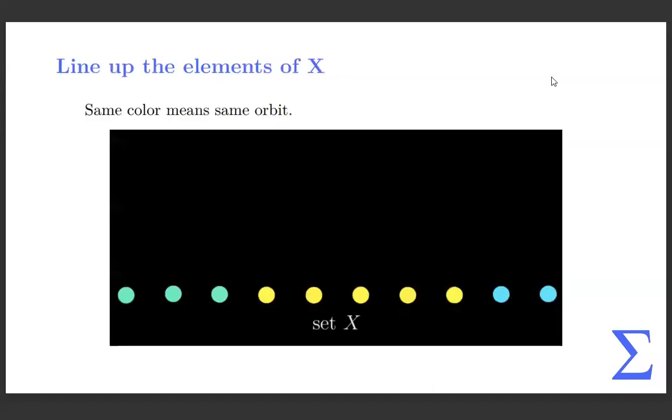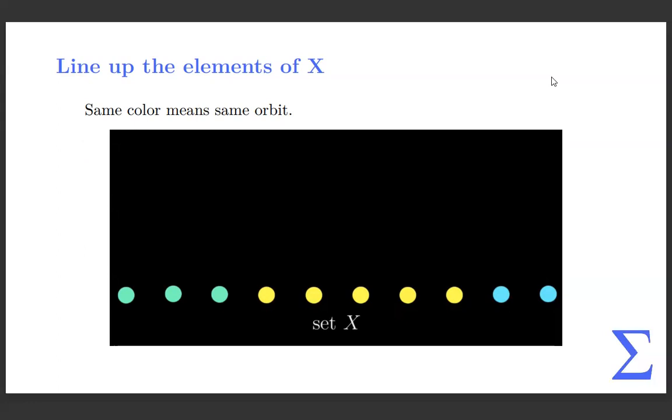Okay. So line up the elements of X. Here's a visual proof. This is very nice. I still have to use this. This is the proof. I still have to use something called the orbit stabilizer theorem, which is tricky, but we'll get there. So again, the same color means the same orbit.